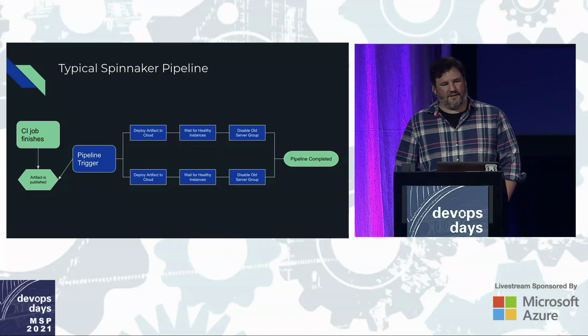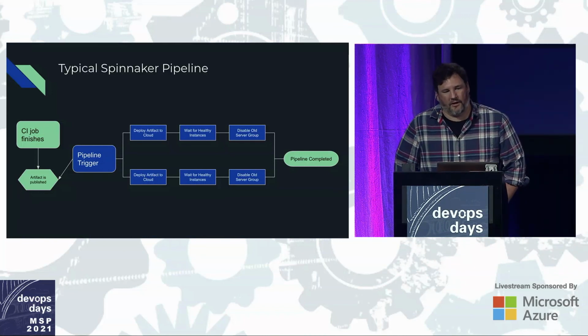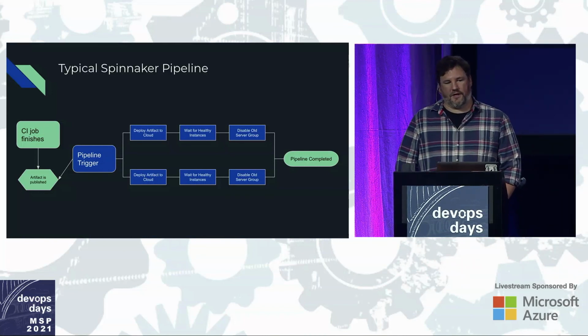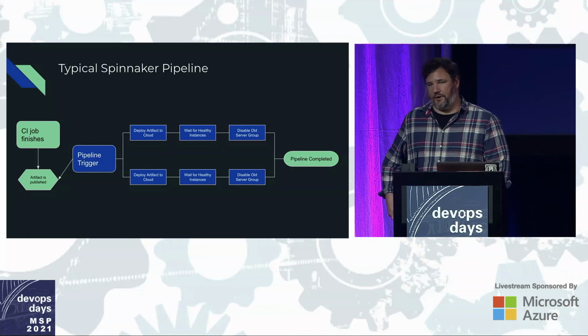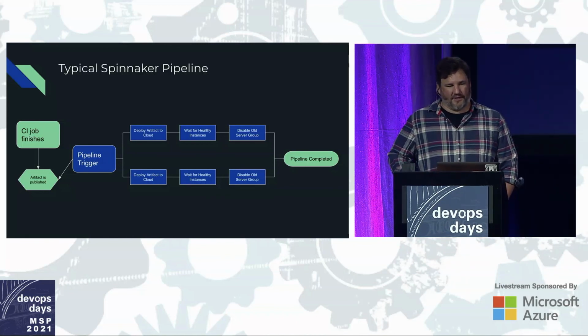So in this example, you can see that a pipeline trigger kicks off a parallel job that deploys an artifact to one cloud, waits for healthy instances, disables the old server group, and then your code is up and running and it's in production, and it's all safe and the pipeline's complete.